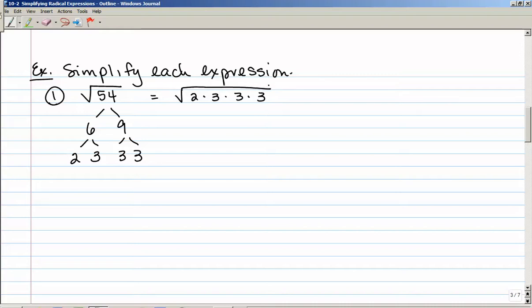Now, here's my kind of corny way of thinking about this. In the house, underneath the radical, we have a 2, a 3, a 3, and a 3. They can only come out of the house if they have a buddy. So for example, these two 3's can buddy up, and they can come out front. They become one 3 out in front of the radical sign. The 2 doesn't have a buddy, there's not another 2 for this buddy, so they have to stay inside the house and multiply to 6. So the simplified form of the square root of 54 is 3 times the square root of 6.